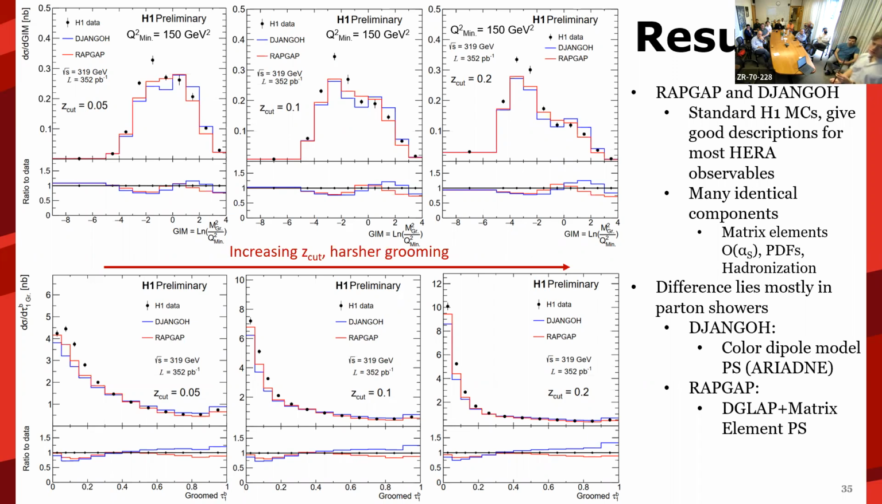And these two Monte Carlos, which are probably unfamiliar to most of you, are kind of the standard HERA Monte Carlos. They have a lot of identical components in them. The matrix elements, the PDFs, and the hadronization models in these two Monte Carlo generators are basically exactly the same. The big difference between them is in the parton shower that they're using. And you see that they give pretty significantly different predictions for what the data should look like. And that's kind of demonstrating the sensitivity of these event shapes to things like the parton shower.